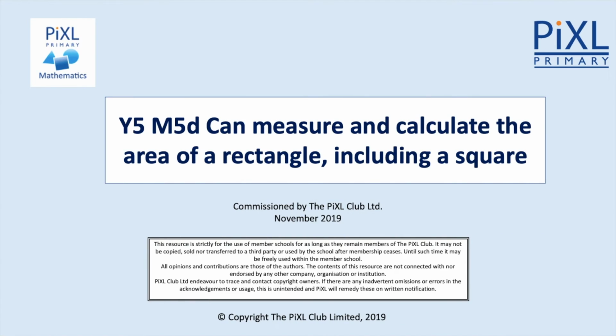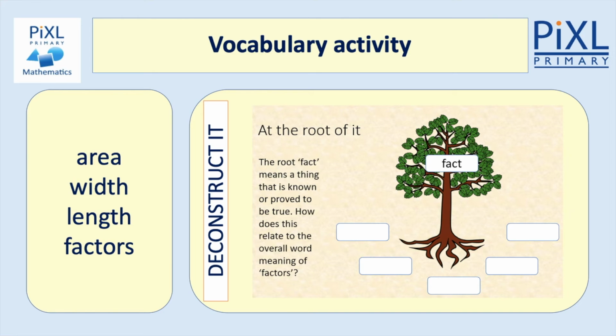Like I said, we are looking at area today. So we're going to be looking at measuring and calculating the area of a rectangle, including a square. So the vocabulary we're going to be looking at in area is area, width, length and factors. And again, if you're not sure what any of that means, then I suggest you use a dictionary to look it up and get a better understanding.